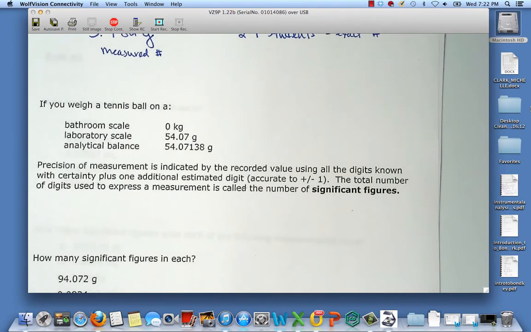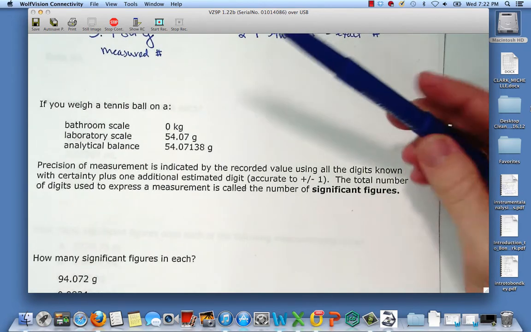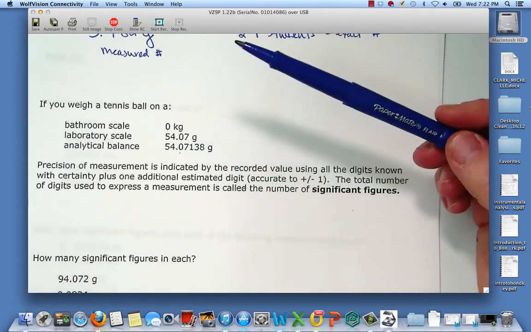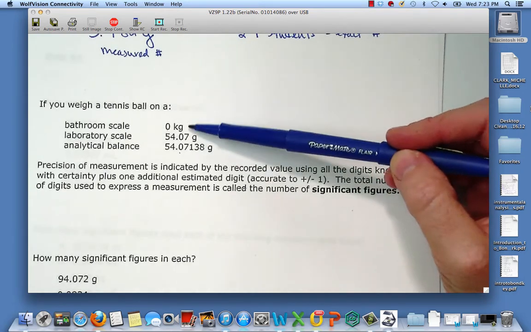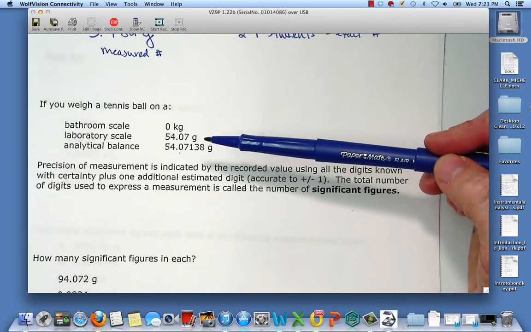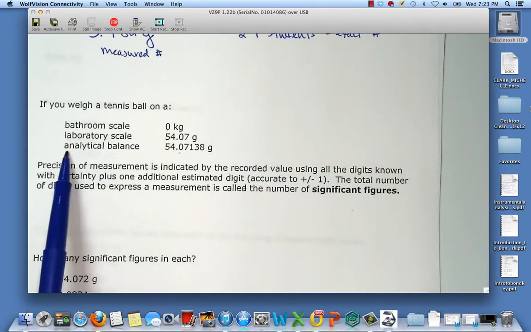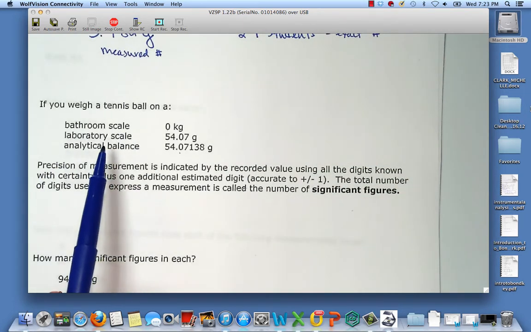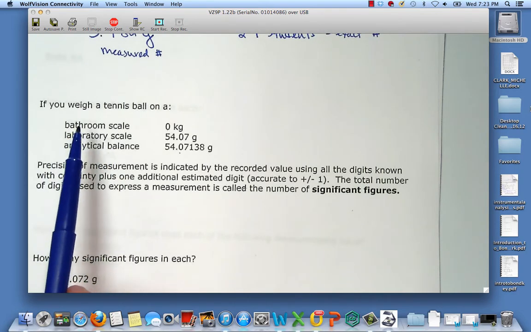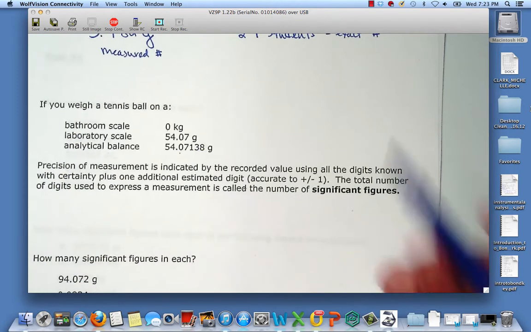Oh, what did she just say? How does that apply to me? What do I need to know about this? If you compare these different scales, the one that's the most precise is the one that gives you the most significant figures. So the analytical balance has the most precision. The bathroom scale would have the least precision.